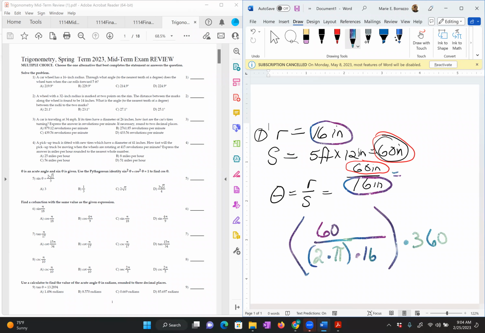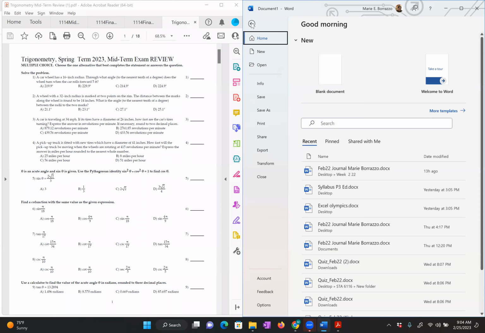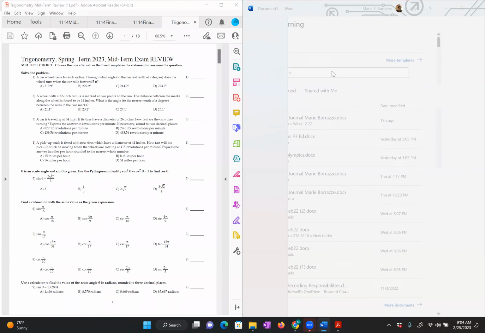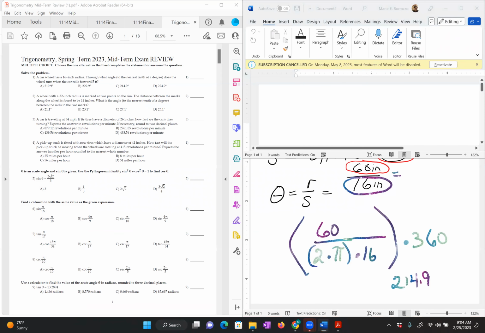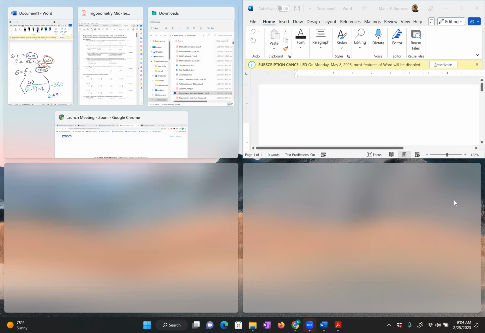If you follow the steps correctly, you should get 214.9. So that's question number 1. Question number 2. Let's pull up a blank doc. Question number 2 is very similar.